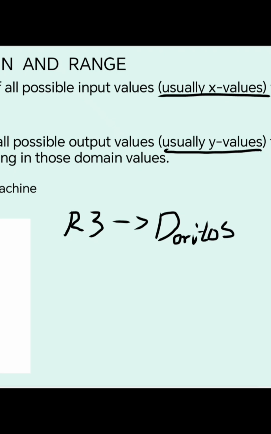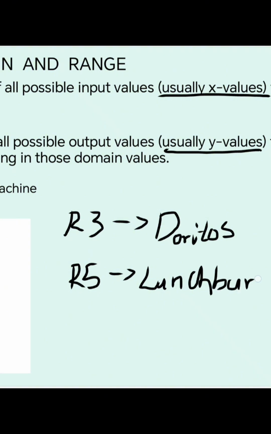And let us say you have a lunch bar on your machine, and the lunch bar is worth 5 rands. So when you insert 5 rands, you get a lunch bar.